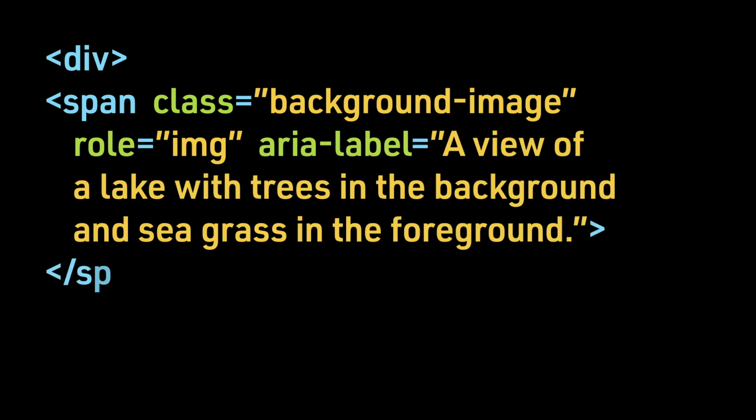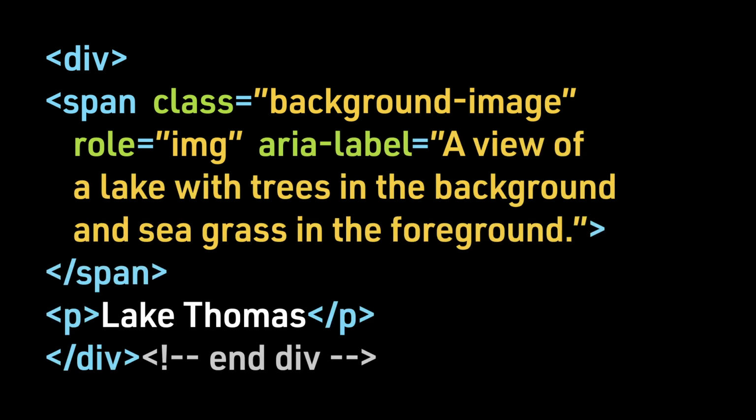Here is an example. Div opening tag, span opening tag, class equals "background-image" in quotation marks, role equals "image" (img) in quotation marks, aria-label equals "a view of a lake with trees in the background and seagrass in the foreground" in quotation marks, end span, p opening tag, Lake Thomas, p closing tag, end div.